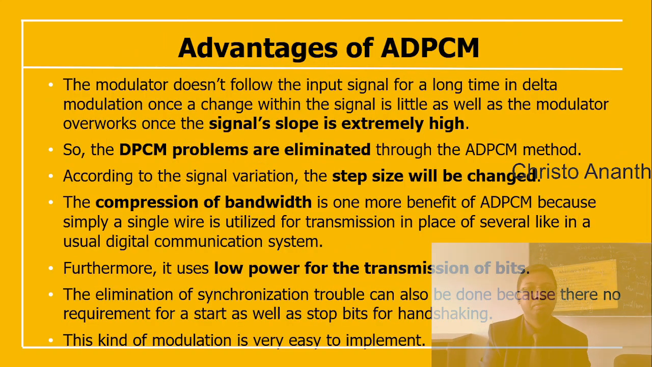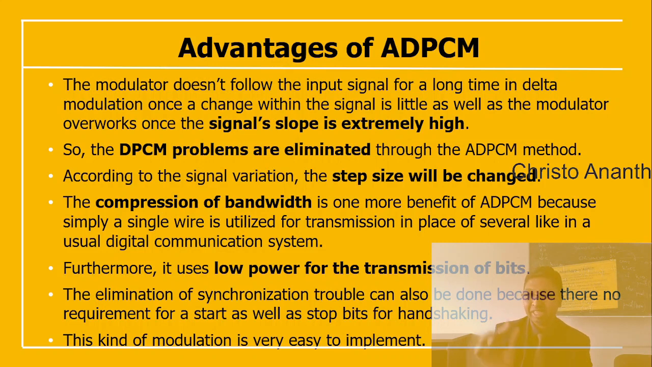So these are the advantages of ADPCM. In delta modulation, the modulator doesn't follow the input signal for a very long time once the change within the signal is little, and the modulator will be overworking once the signal slope is very high. The delta pulse code modulation problems are eliminated through ADPCM, adaptive delta pulse code modulation. Based on the signal variation, the step size is changed, and the compression of the bandwidth is one such benefit of ADPCM.